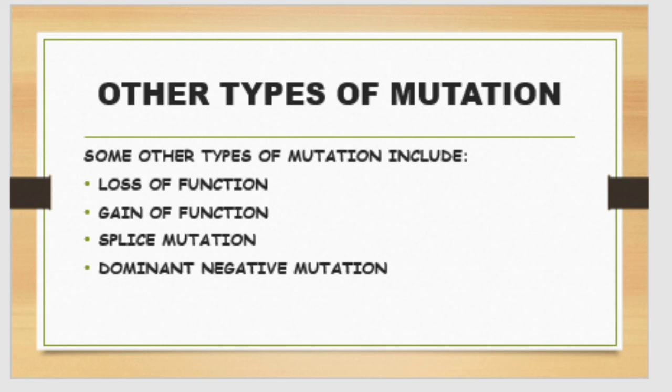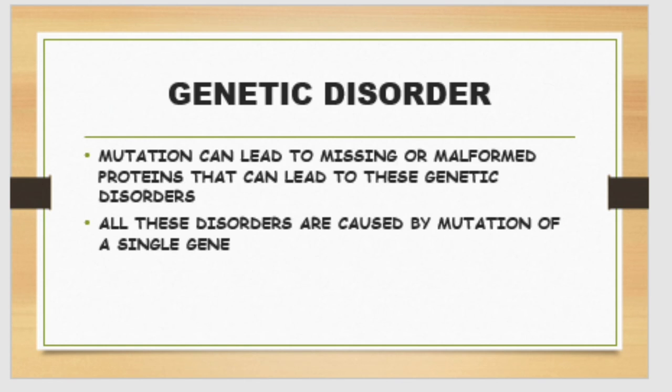Harmful mutations may cause genetic disorders or cancers. Genetic disorders are caused by mutation of a single gene. This single gene can lead to missing or malformed proteins that can lead to different kinds of genetic disorders. A human example is cystic fibrosis, where a mutation in a single gene causes the body to produce thick, sticky mucus that clogs the lungs and blocks the ducts in digestive organs.